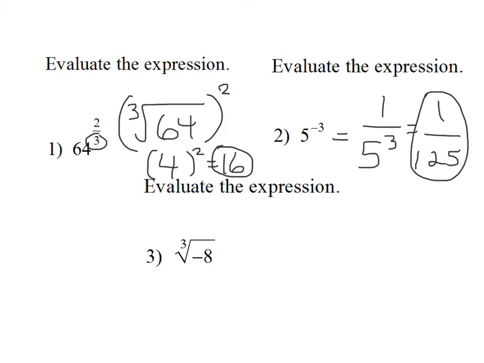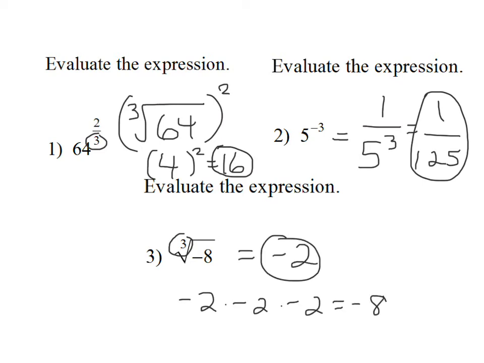And number 3 here is the cube root of a negative 8. Now remember, we can take the cube root of negative numbers. If the index was even, then it would be no solution. But we can do the cube root of a negative number because negative 2 times negative 2 times negative 2 equals a negative 8. So the cube root of a negative 8 is a negative 2.